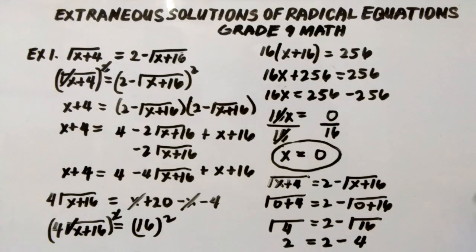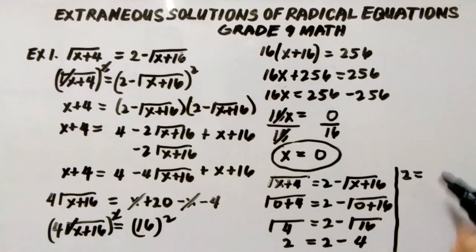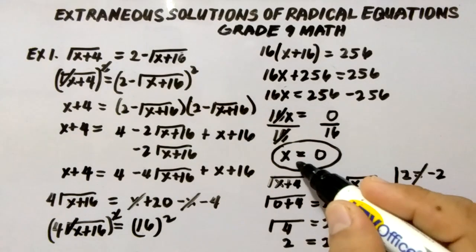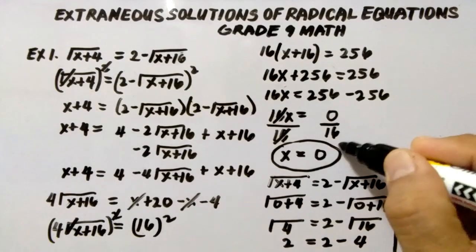So, i-continue po natin dito. So, we have 2 is equals to 2 minus 4, that is negative 2. Okay, so hindi po siya nag-equal. So, therefore, x is equals to 0 is an extraneous solution.